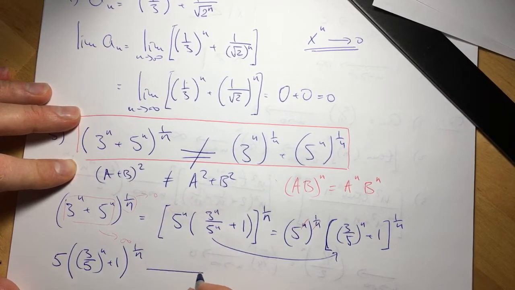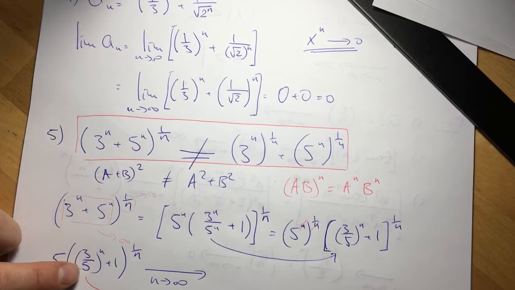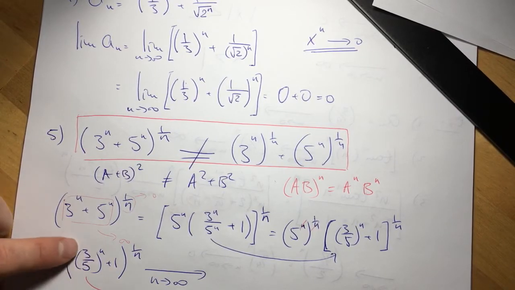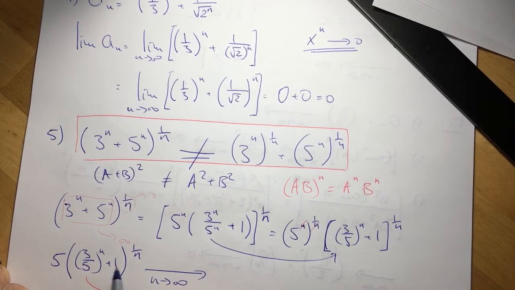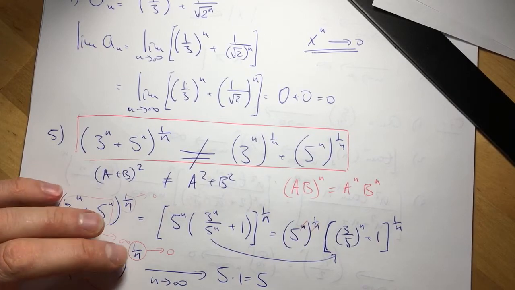And now, if you send n to infinity, this guy will go to 0 as n goes to infinity, because it is a ratio less than 1 to the power n. That will go to 0, so you get 0 plus 1, and this one here goes to 0, so you get 1 to the power of 0. It's 1. 5 times 1 is equal to 5.